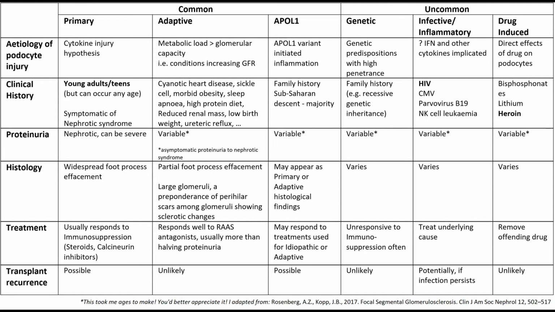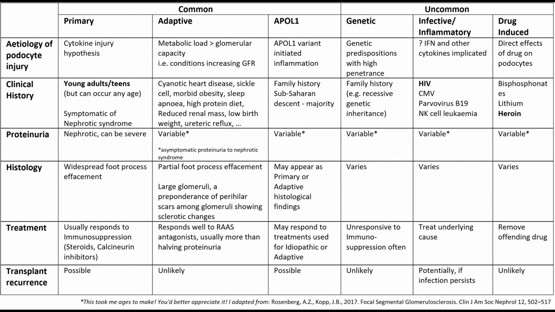In the adaptive type, essentially, the body has a greater metabolic load than the kidneys can handle, so there's an increase in the glomerular filtration rate. This can be due to anything that will increase the metabolic load, such as cyanotic heart disease, sleep apnea, morbid obesity, even a high protein diet. People with low birth weight, if they're small for gestational age and have a reduced renal mass, can get it as well. Chronic ureteric reflux, which often happens in childhood, is another cause.